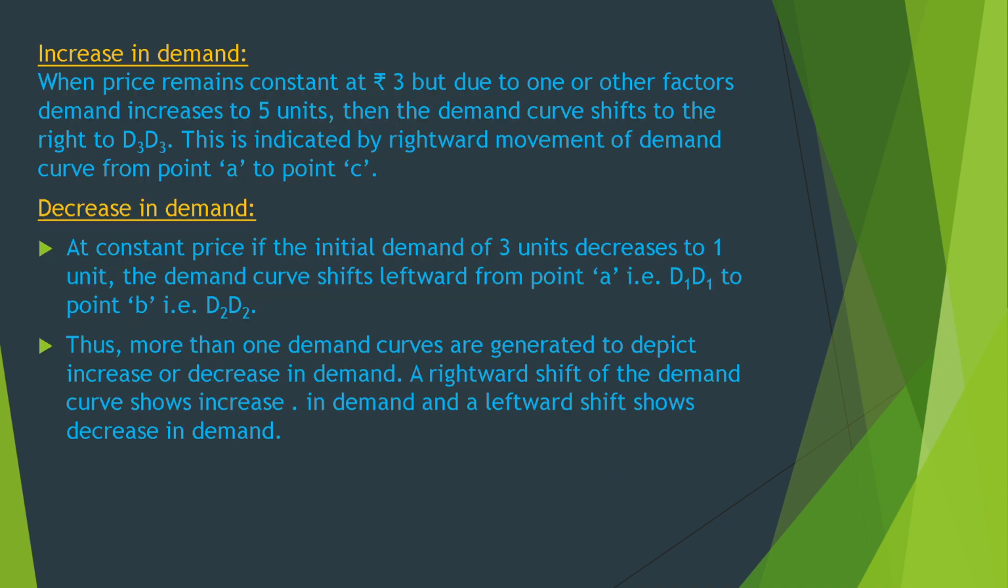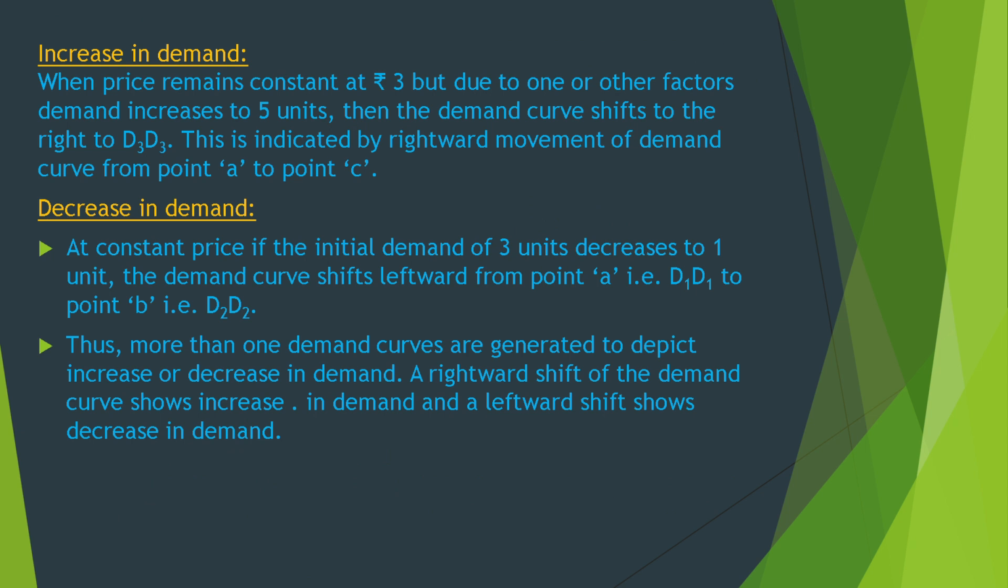Increase in demand: when price remains constant at ₹3, but due to one or other factors demand increases to 5 units, then the demand curve shifts to the right to D3. This is indicated by the rightward movement of the demand curve from point A to point C.